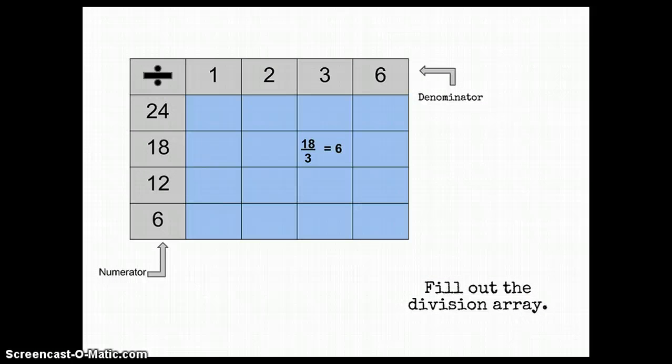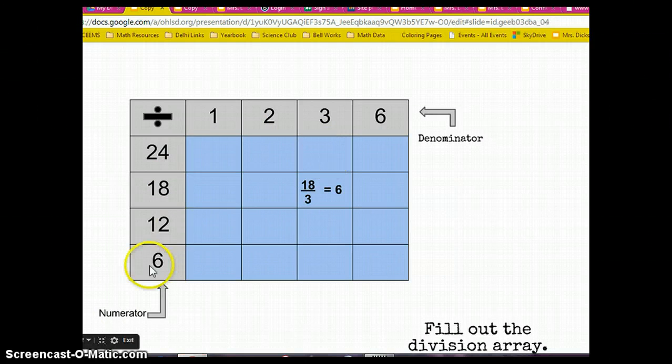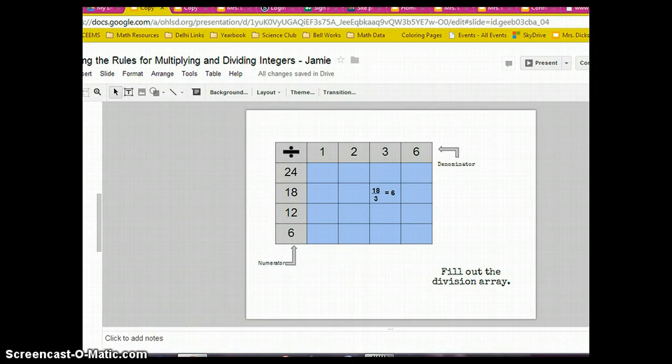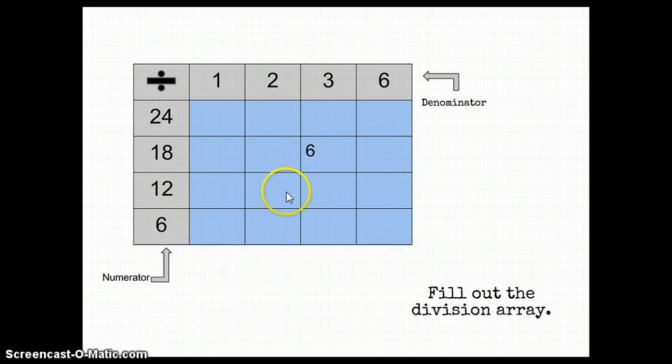Now let's look at step 4. We need to fill out the division array below. On the left-hand column, you'll see the numerator, and on the top, you'll see the denominator. As an example, if we take 18 and divide it by 3, we can write our answer inside, which is 6. So here's an example of what it would look like.